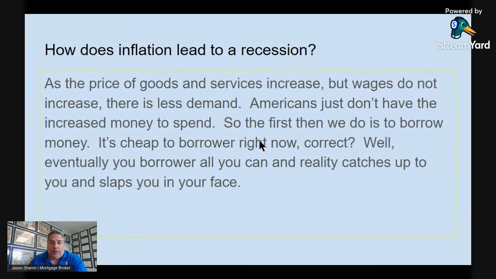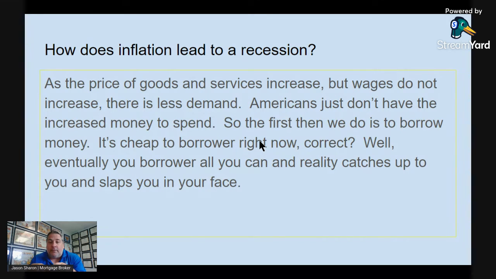So how does inflation lead into recession? Well, as inflation happens, goods and services cost more, and wages just don't increase. Therefore, there's less demand. Remember the supply and demand curve, we're going to come back to that in a moment. We just don't have the increased money to spend. So what happens is Americans start using their credit cards, right? They start borrowing with HELOCs, credit cards, whatever it is.